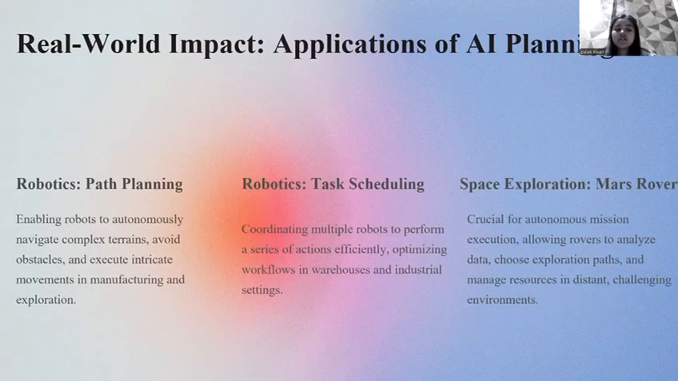AI planning is everywhere. In robotics, it is used for path planning and task scheduling. In space exploration, it powers Mars rovers to plan movement and analyze data autonomously. Across industries, it's helping automate logistics, manufacturing, and even medical diagnosis.